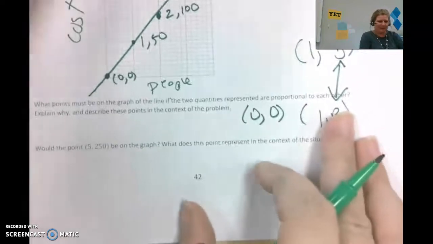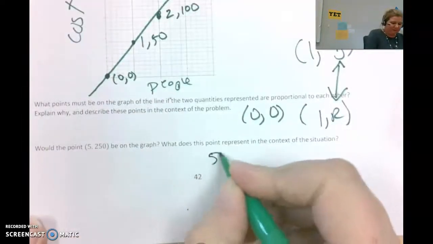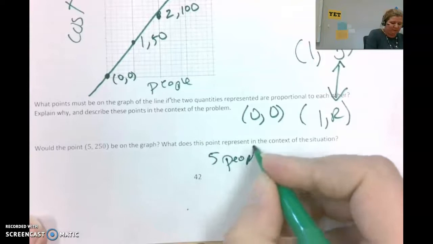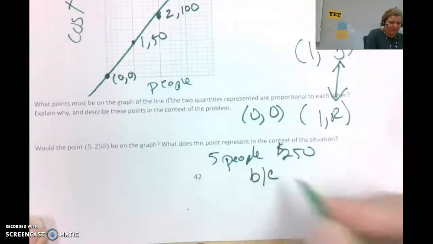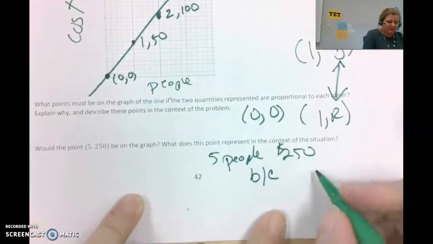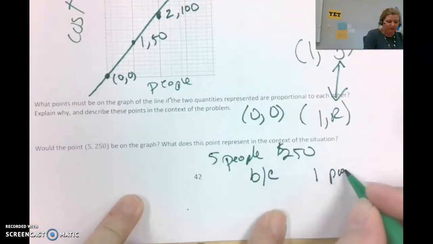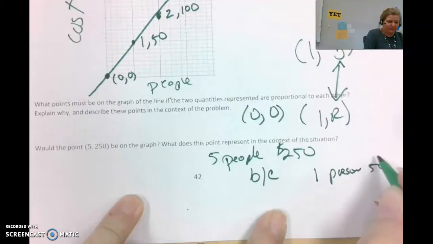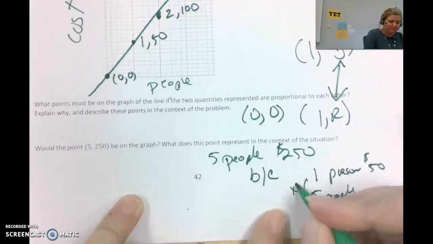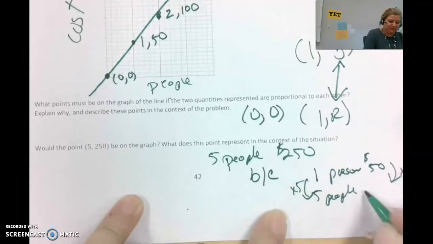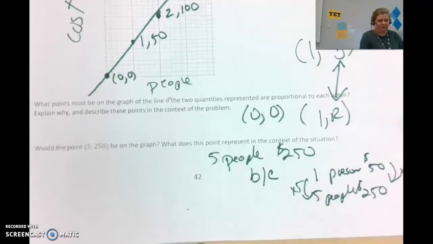Yes, I just accidentally did that a minute ago. 5 people is $250 because 1 person is $50. So 5 people times 5 is going to be $250. So there we go.